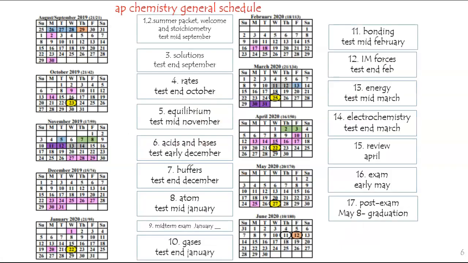Here's a general schedule for AP Chemistry. You've already received a summer packet. We'll be collecting that on the first day of class. After that, we start going over each chapter. Once we've completed the 15 chapters, well, the 14 chapters, we then take the entire month of April, and this is kind of unique for this course, and we complete an entire Princeton guide. After that, we take the exam in early May, and then we do post-exam activities.